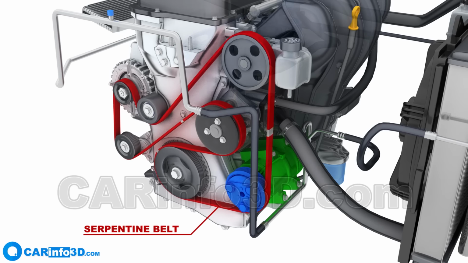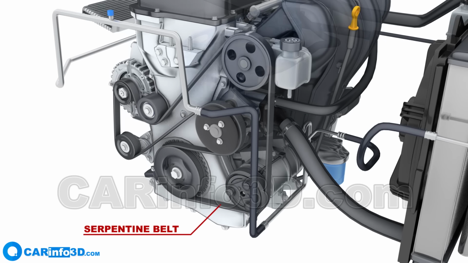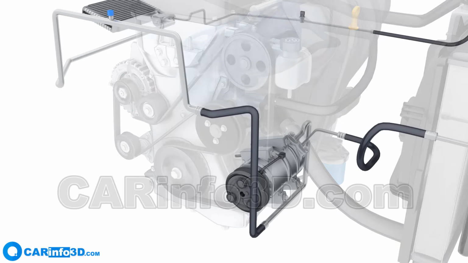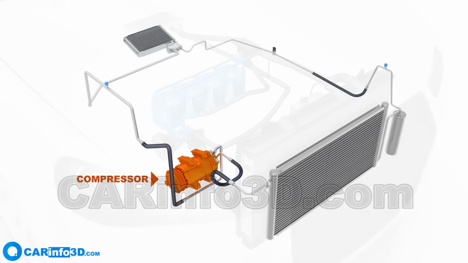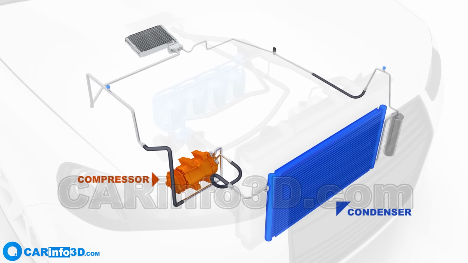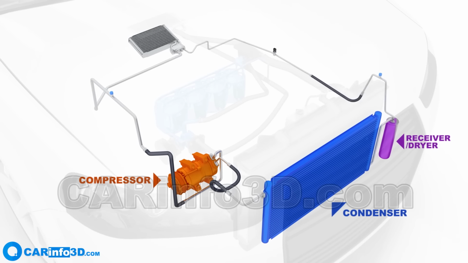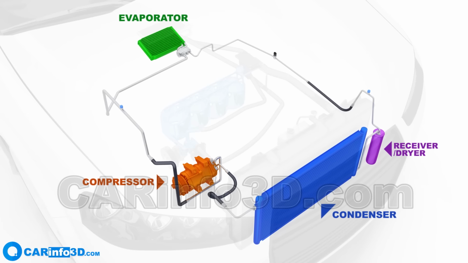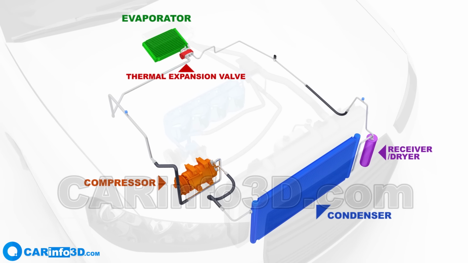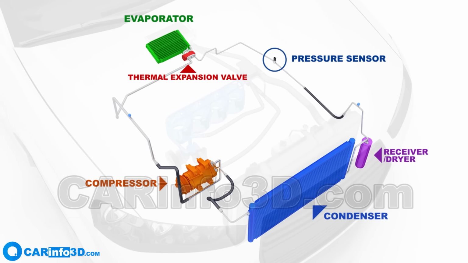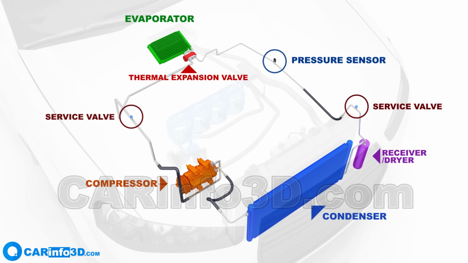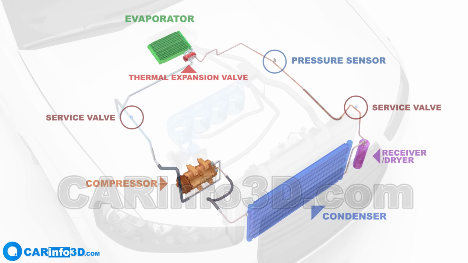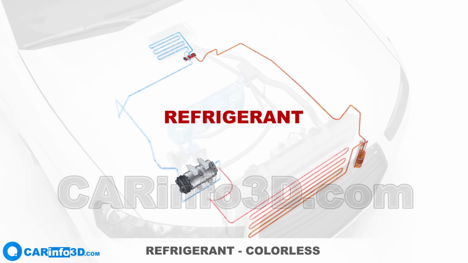Let's review the design and operation of a basic car air conditioning system. Its major components include the air conditioning compressor, the condenser, the receiver dryer, the evaporator, the expansion valve, 1 or 2 pressure sensors, 2 service valves, and the connecting tubing. And one of the main roles is assigned to the substance used in the system, the refrigerant.